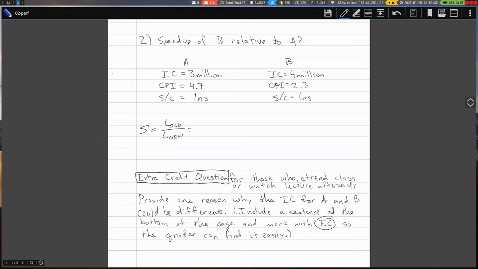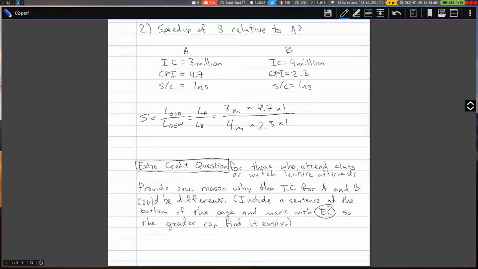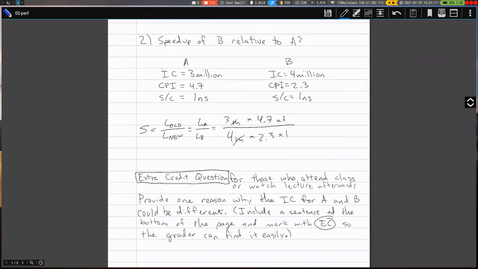So what we're going to do is just multiply all these together. The latency of the old one is just going to be latency of A over latency B. So 3 million times 4.7 times 1 over 4 million times 2.31. Okay. Millions cancel conveniently, yay. Ones cancel, obviously. And then what did you guys get as answers? 1.53, yeah. Cool.